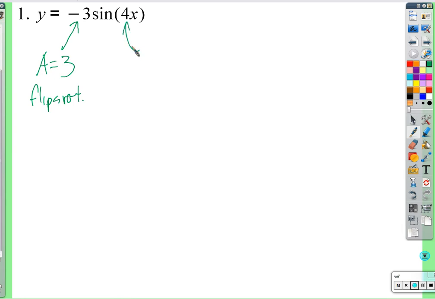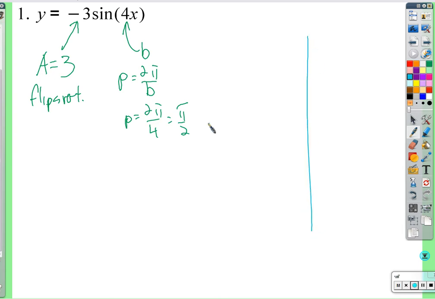And this guy, what does this guy do? What does it affect? Period. The period. That's b, right? How do we find the period? 2 pi over b. That's right. So the period of this one is 2 pi over 4, which is pi over 2, if we cancel out those 2s. So it doesn't shift up or down, and also it doesn't shift left or right. So we just have an amplitude of 3.